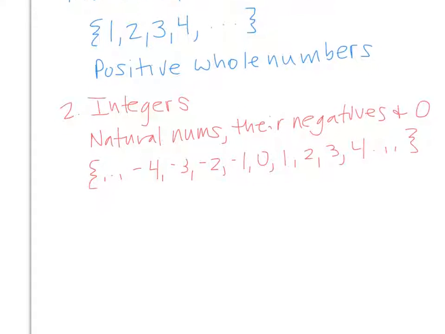Okay, if we were to represent integers on a number line, we would represent them with discrete points. Such as right here, we're 2 to the right from 0, so we would call that 2. Here we are 4 to the left from 0, so we would call that negative 4. Integers are still whole numbers, but they include positives and negatives.